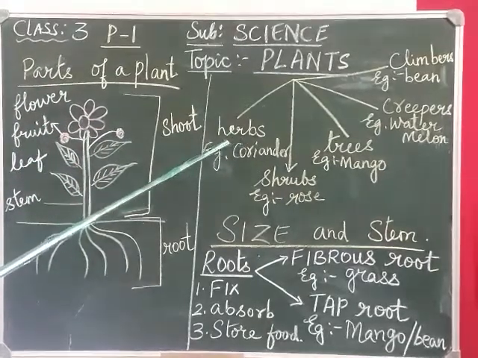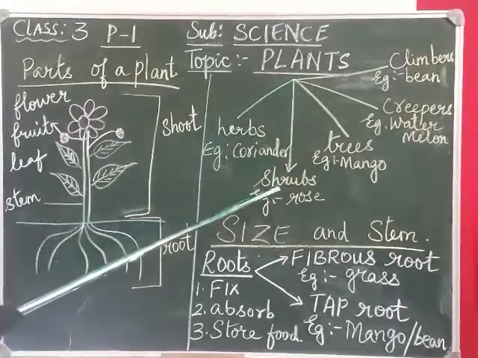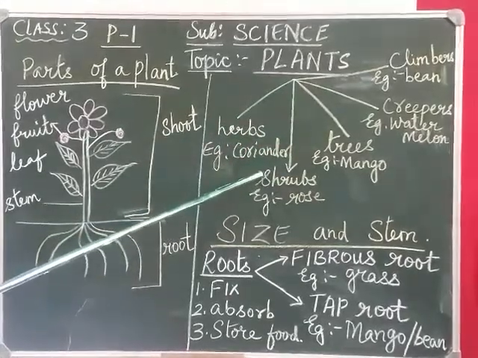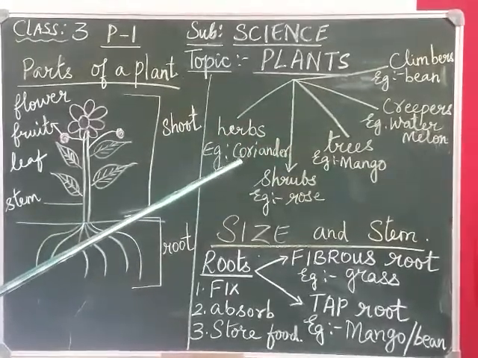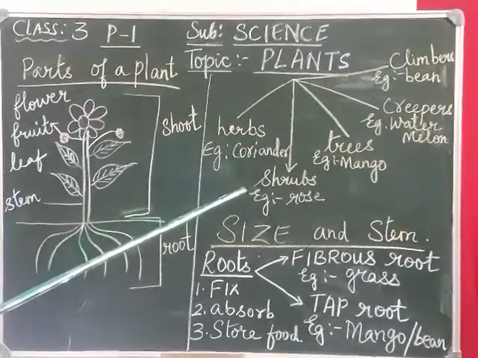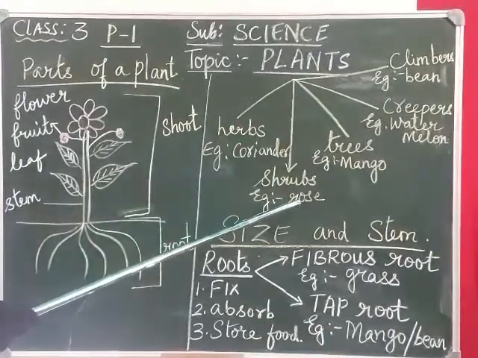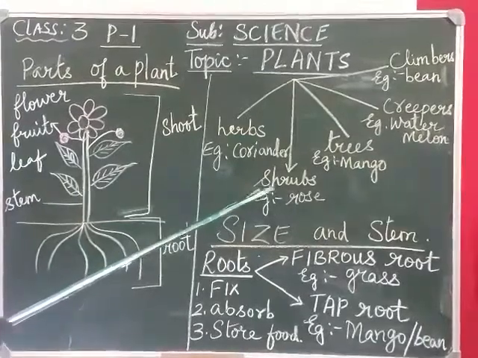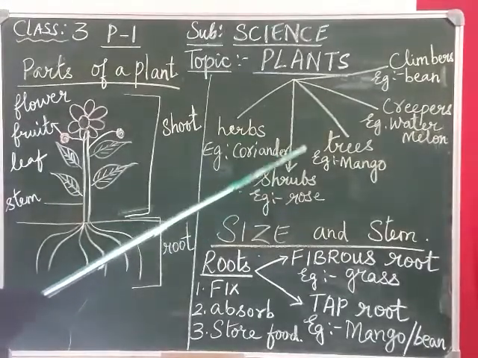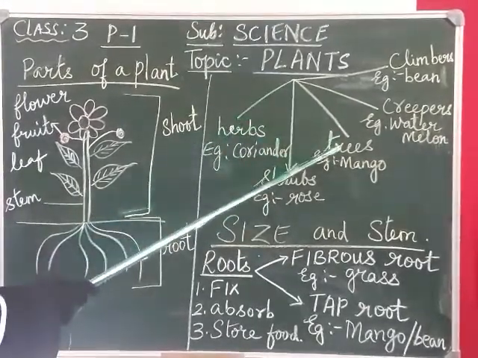Okay, and the next one is the shrubs. Shrubs are woody plants which are smaller than trees. Okay, example is rose plant.